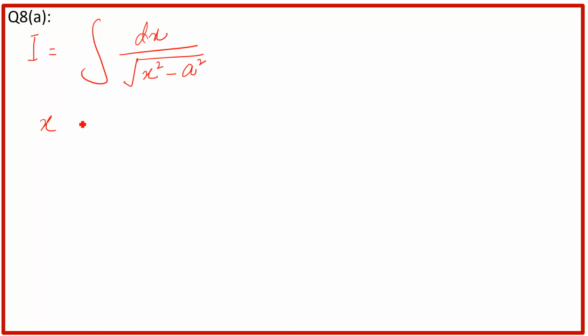Suppose we say x is equal to a secant of theta. Right, so a is the constant and secant theta is the variable or the trigonometric term. So the question arises, why I have taken secant theta here, not sine theta, not cos theta, right? So there is a reason. I will explain to you here.